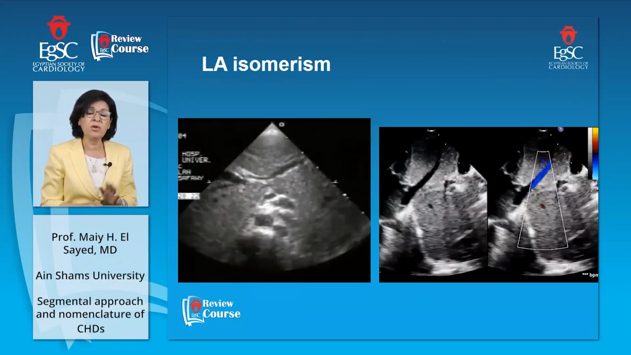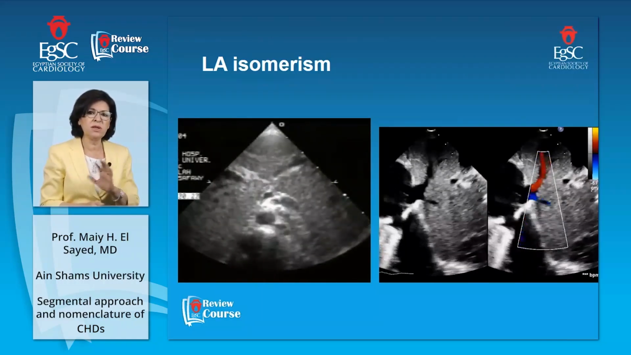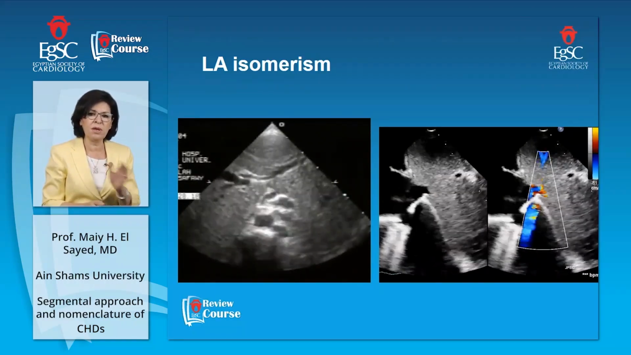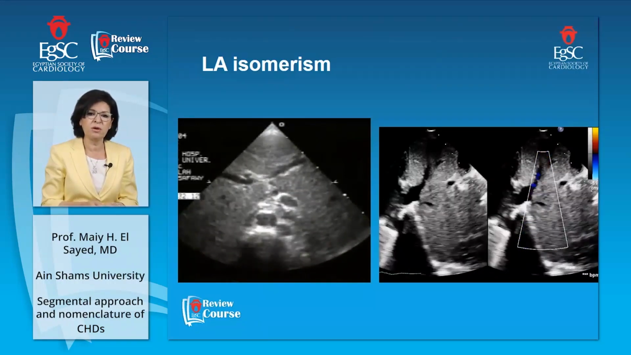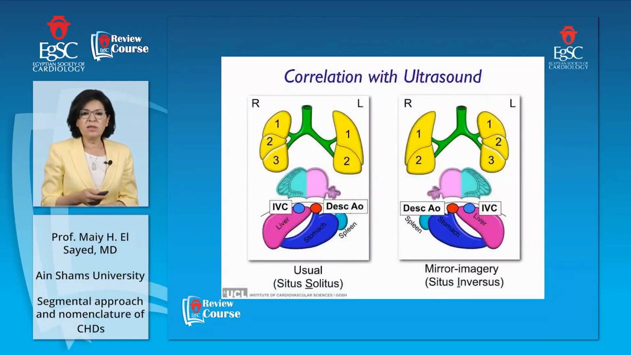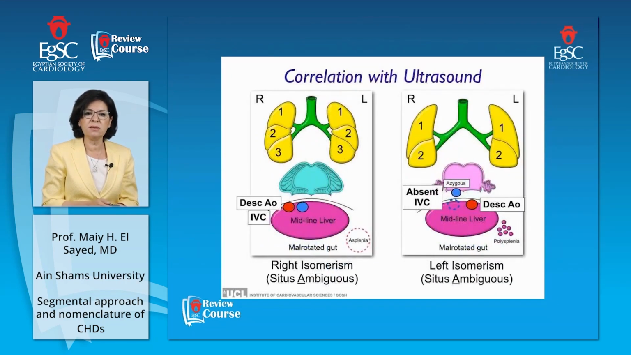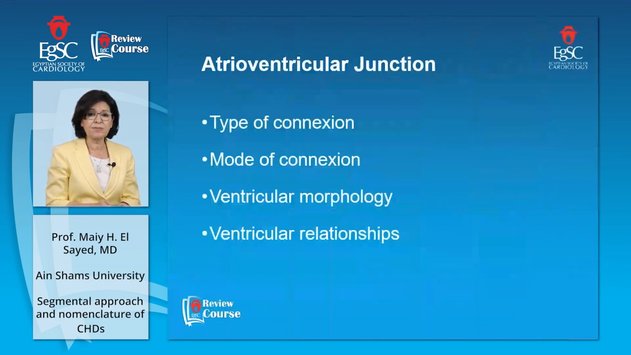For example, with left isomerism, you cannot see where the SA node is, so it might be a one-wire pacemaker. Maybe these children are prone to arrhythmias, and they're usually very complex. So this is the correlation with the ultrasound. As you see, this is the usual situs solitus, and this is the right isomerism and left isomerism with the corresponding bronchi, corresponding lungs, and with left isomerism, the polysplenia, right isomerism, the asplenia.